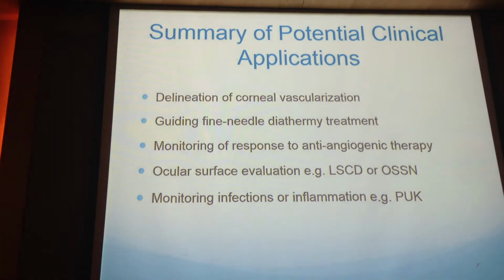So in summary, it seems that the OCT angiography, even in its current state, as it's designed for the retina, might be adapted for use in the cornea and anterior segment. We can delineate abnormal corneal vessels, guide fine needle diathermy treatment, monitor response, as well as look at ocular surface diseases.